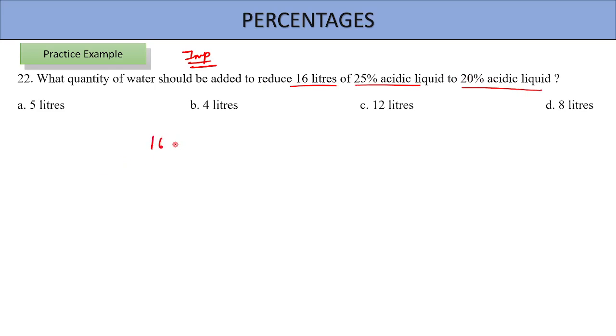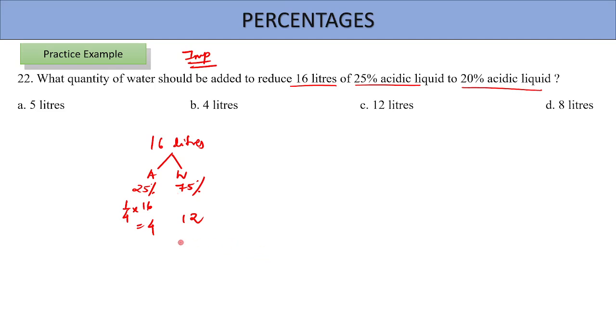They are saying that there are 16 liters of solution, and initially there is acid and water. It consists of 25 percent acid and 75 percent water. So 25 percent is nothing but 1 by 4 of 16, which is 4. So this will be 12. So my initial solution consists of 4 liters of acid and 12 liters of water.